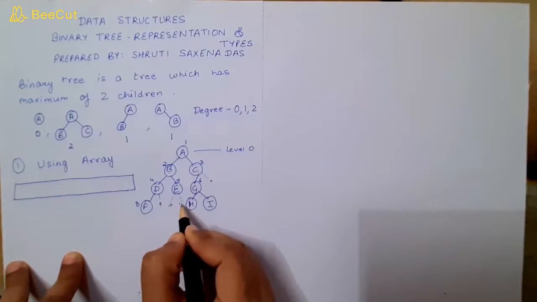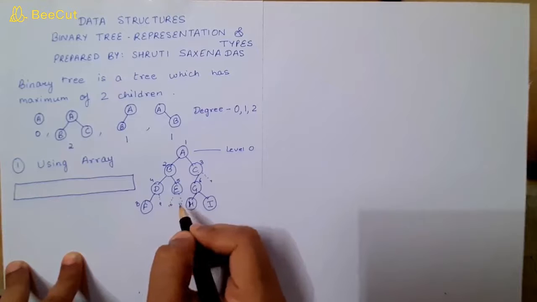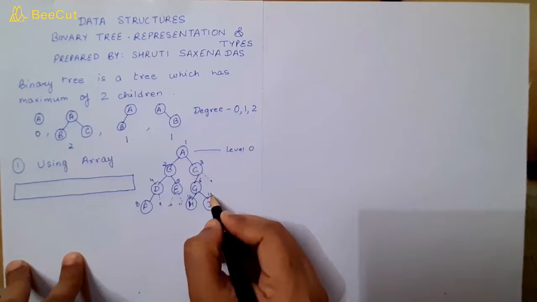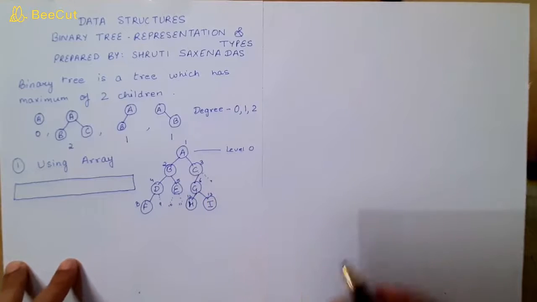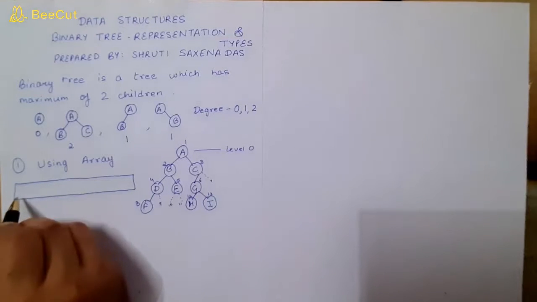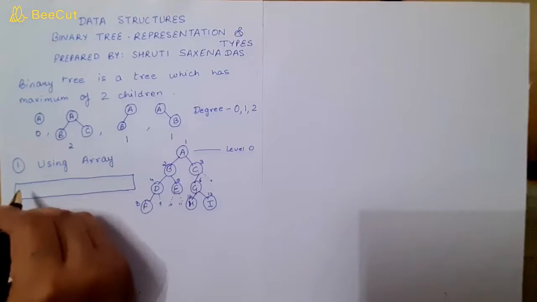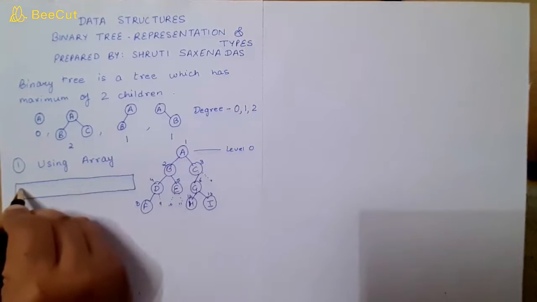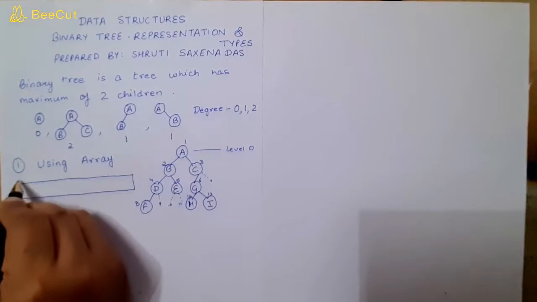See, every node can have at most 2 children. So we are giving numbers like this: 12, 13, like this. Now what is happening? How to store it in an array? We'll start with the root node. The root node is A, and you have to store it at 1.